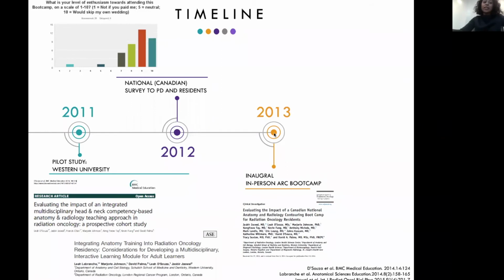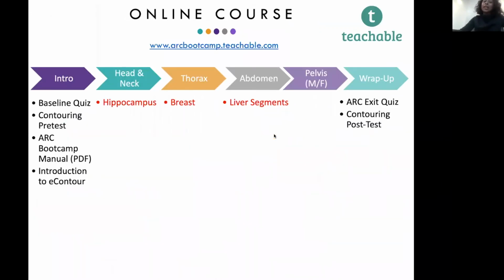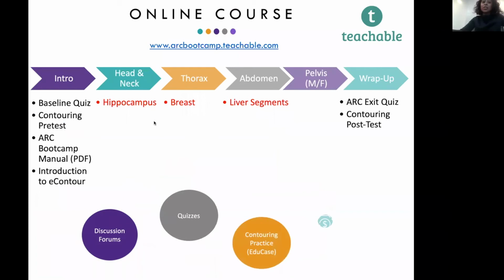And so in reflecting on this experience, we decided to transition to an online ARC bootcamp last year. In retrospect, this has been very helpful given the increase in online learning due to COVID this year. Our online course is built and hosted on Teachable and follows a very similar format as our in-person course. In red are new content areas that we're currently working on developing. Each module features discussion forums, quizzes, and opportunities to practice contouring on EduCase. And we run this course on a cost recovery, not-for-profit model and offer those from lower middle income countries significant discounts.